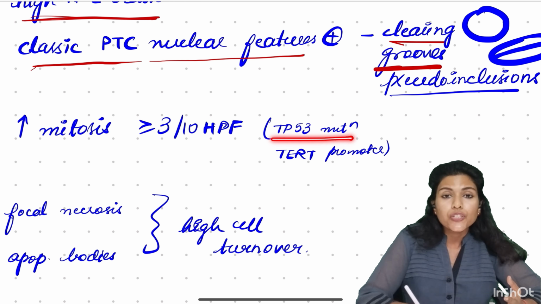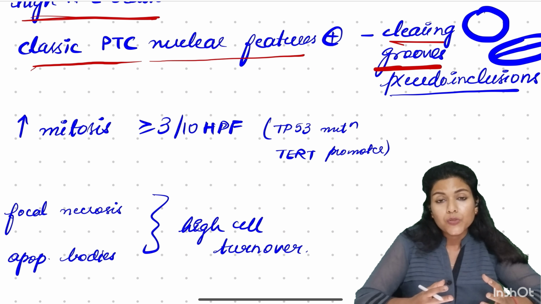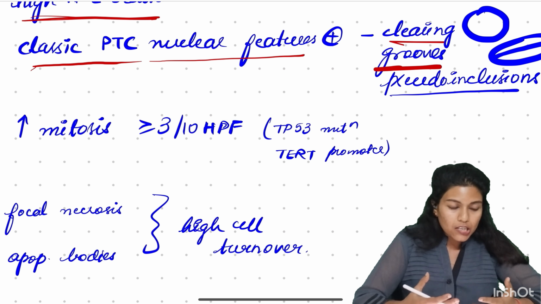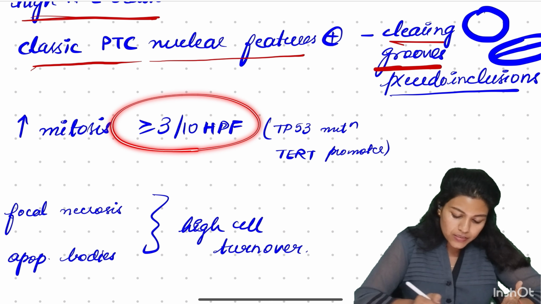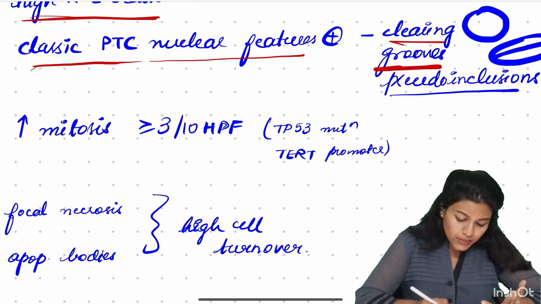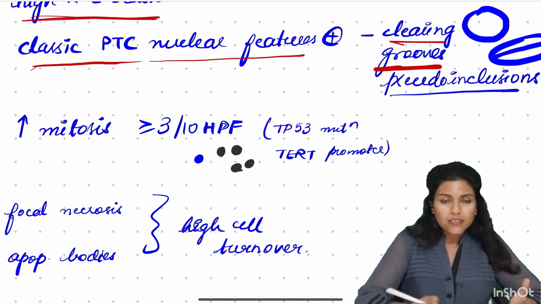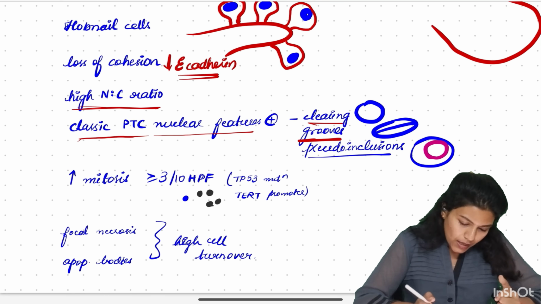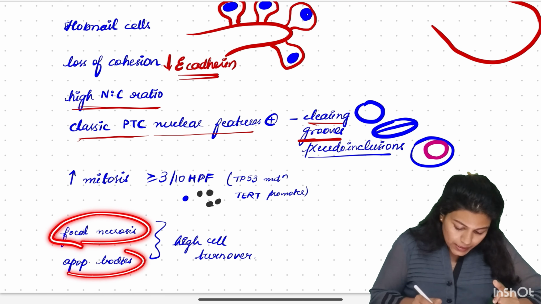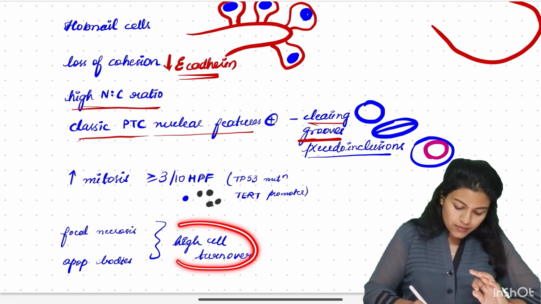suppressor gene, the guardian of the genome. When this is mutated, that means there is a loss of cell control, loss of tumor suppression. It will divide rapidly. So there are mitotic figures, and it promotes the cell becoming immortal, it will survive. Mitotic figures appear as dense black dots, almost dark blue dots on the slide. These are the mitotic figures. And there are focal necrosis and apoptotic bodies. Focal necrosis and apoptotic bodies are attributed to this high cell turnover.